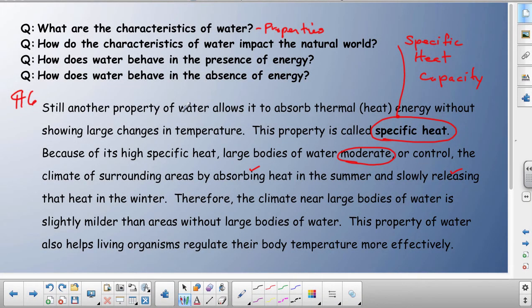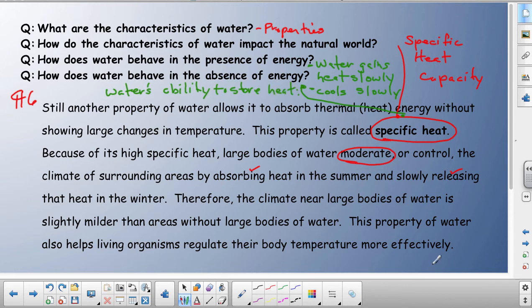So let's come back with our green marker at this point, and we'll finish up by getting our descriptions marked and the main ideas. This idea of specific heat, there's not a whole lot more to say about this, but we do want to add one idea, and that is that water gains heat slowly, but it also cools slowly. So this whole idea of specific heat is about water's ability to store heat.